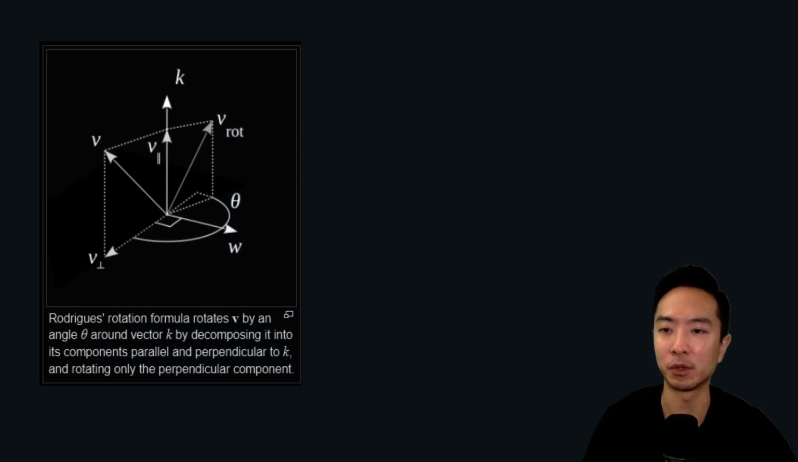So typically what you'll do is you'll have some vector v, and the idea is you could break up this vector into its components. You'll have a parallel component and then a perpendicular component. Then you can actually rotate the vector by some angle theta, and that will give you your rotated vector v.